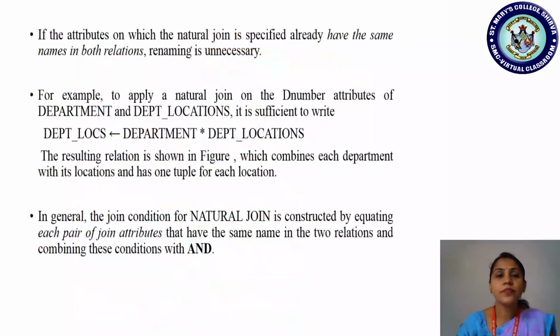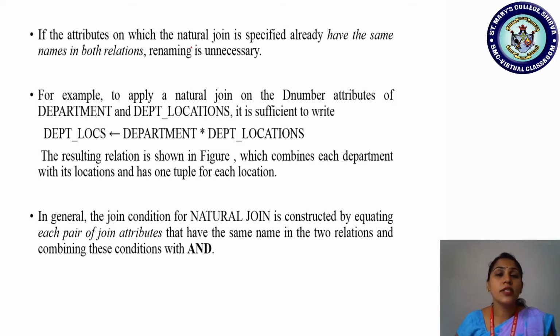Joined. Okay. So if the attributes on which the natural join is specified already have the same names in both the relations, renaming is unnecessary. It means what? Like in the project relation and in the department relation, if the department number attribute has a common name. So in the department, if you have D number, and in the project relation also the department number is saved with the name D number only, then the attribute name is common for both the relations. The primary key and foreign key, both of their attribute names are common.